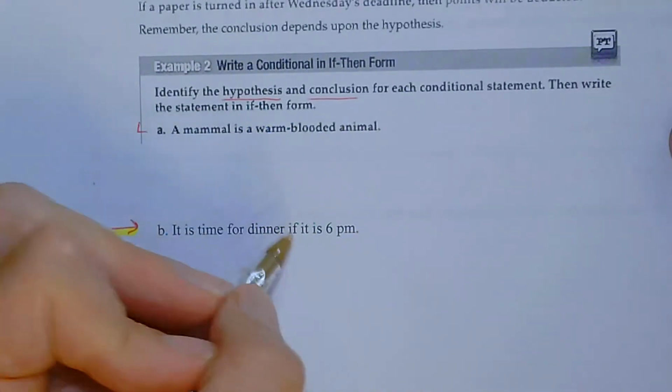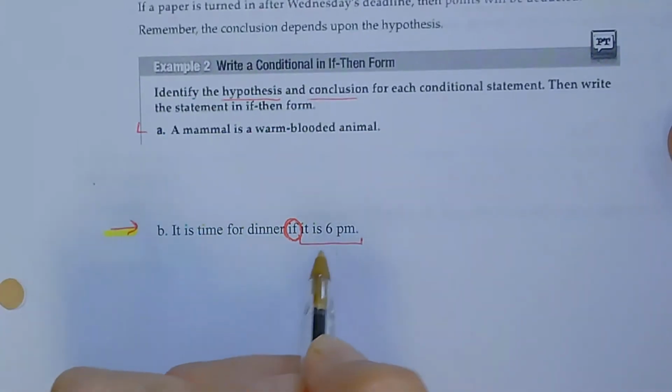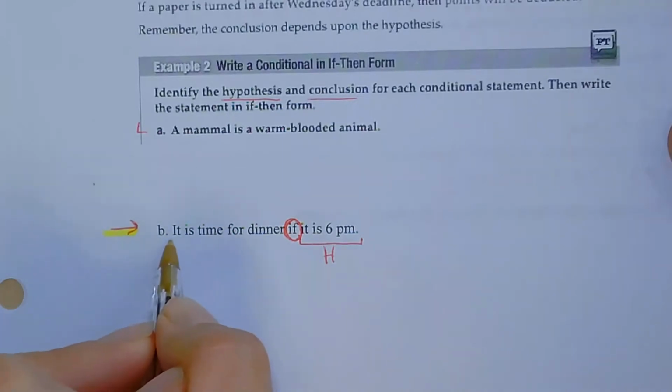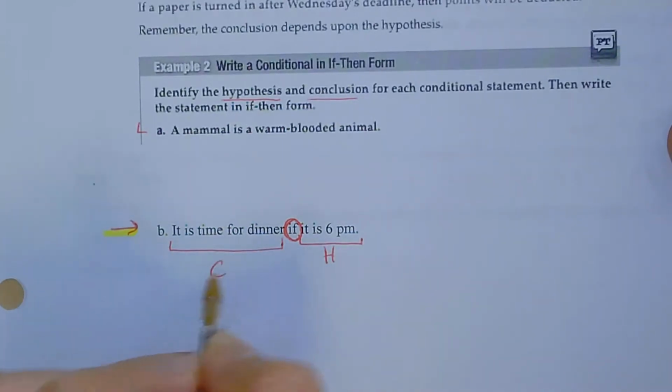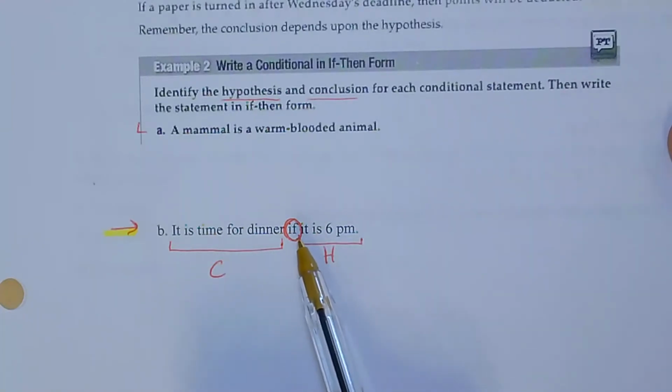Do you see how there's an if already in the statement? Go ahead and circle that if. That means that this statement is in inverted order. So this is the hypothesis of what is happening first, and what happens if it is 6 p.m. is this conclusion that it will be time for dinner. This is in inverted order because the if is already in the statement. So you've got to look for that if. If it is there, it's inverted, kind of like the example we did up there.